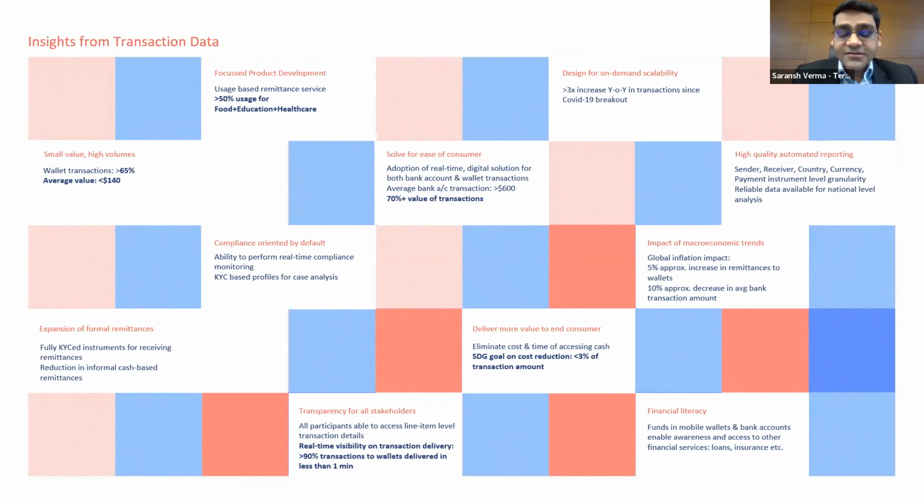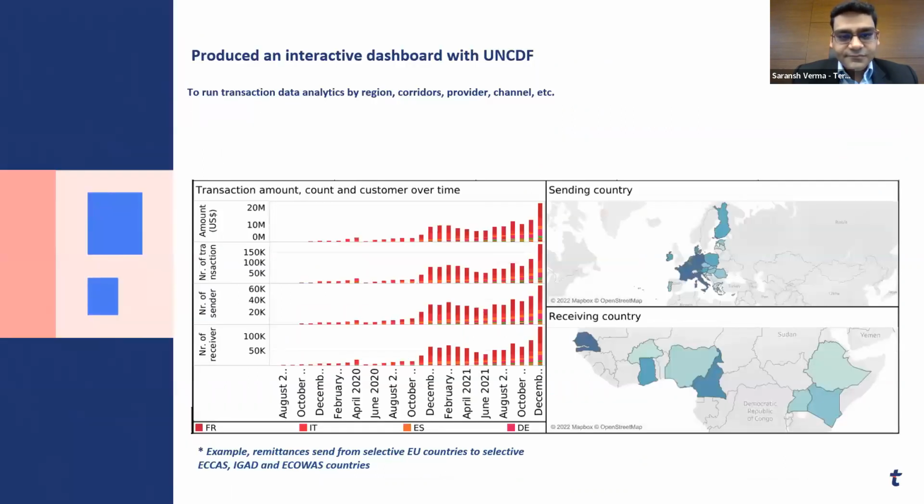Next slide, please. Before I end, I would like to give a glimpse of the work that we are doing with UNCDF. We have created a dashboard where we analyze data across several source and sending countries and receiving countries. Here is a glimpse of transactions from 4 source countries, which are mentioned, and 2 countries in ECOWAS, IGAD, and ECCS regions in Africa.